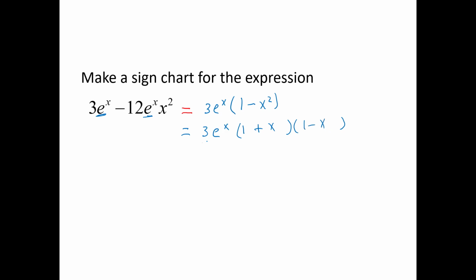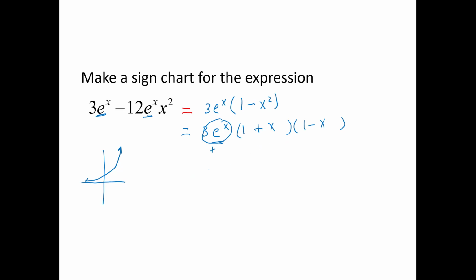Now what you should know about e to the x is you should know that the graph of e to the x looks like this. This is what you learned in pre-calculus. And what that tells you is that your output for e to the x is never 0. And so then this expression right here is always positive.